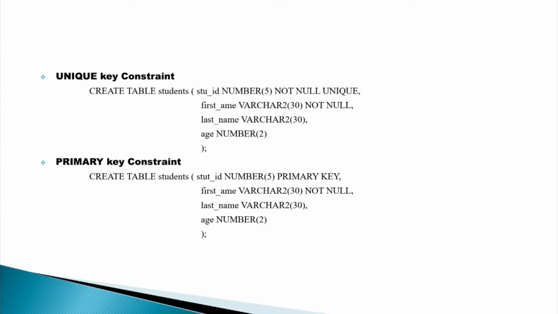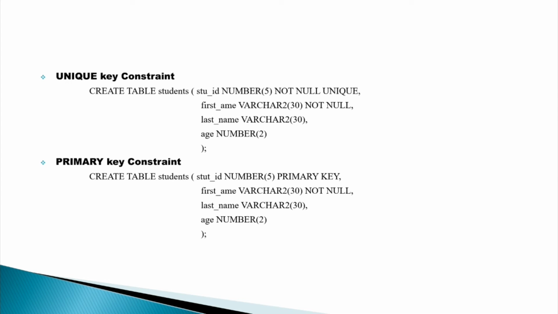So here the interviewer will ask you one question: what is the difference between the unique key and primary key constraint? Then you can tell them a unique key constraint allows one null value, but a primary key constraint does not allow you to insert null values.